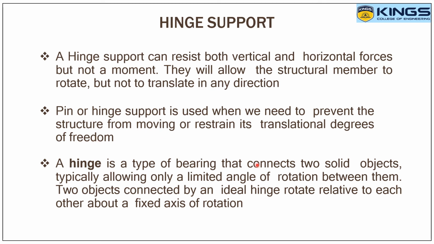Pin or hinge support is used when we need to prevent the structure from moving or restrain its translational degrees of freedom. So this part is the main part. A hinge is a type of bearing that connects two solid objects, typically allowing only a limited angle of rotation between them. Two objects connected by an ideal hinge rotate relative to each other about a fixed axis of rotation.